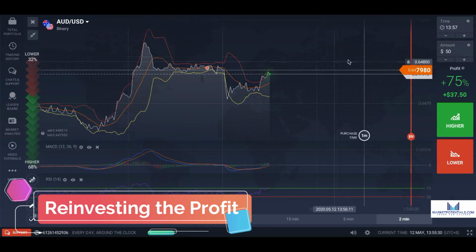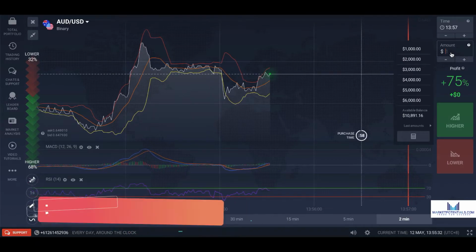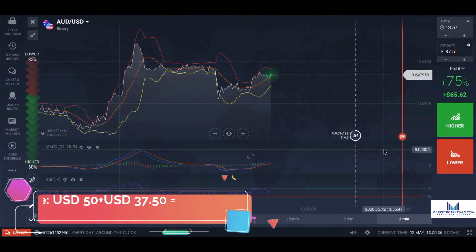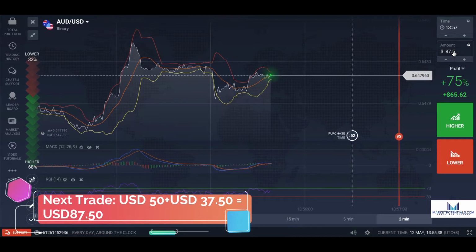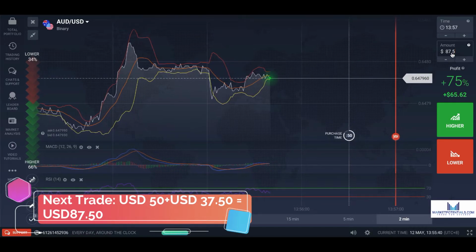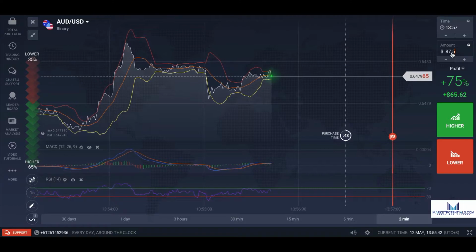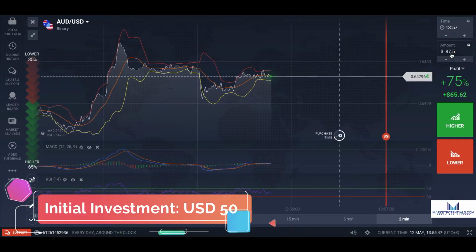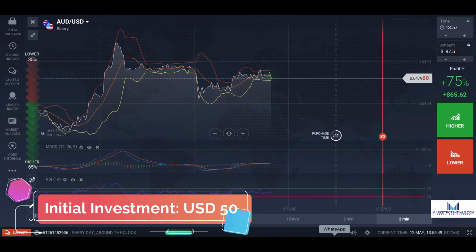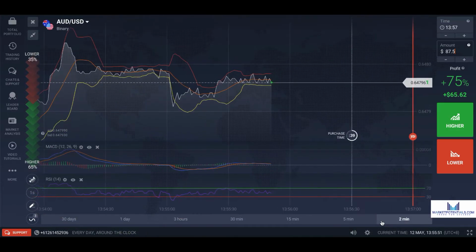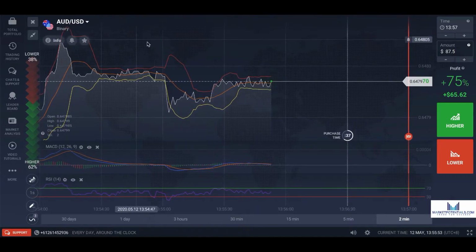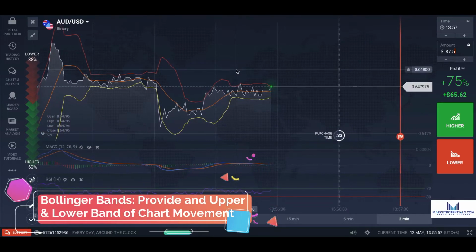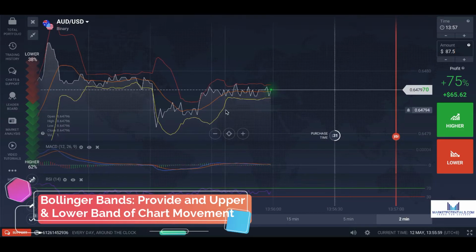So as you can see, I'll just be changing this to $87.50, and that's it. So I've taken my first $50 that I've put aside to trade today. I've put in the profit that I made earlier from the first trade, $37.50. The new amount, $87.50. Now, guys, the indicators that I use, like I said, which I set up earlier, the Bollinger Bands, provide an upper and a lower band of trade.